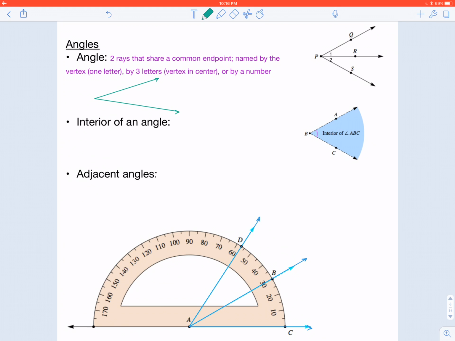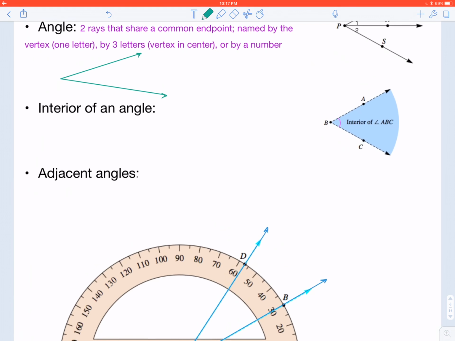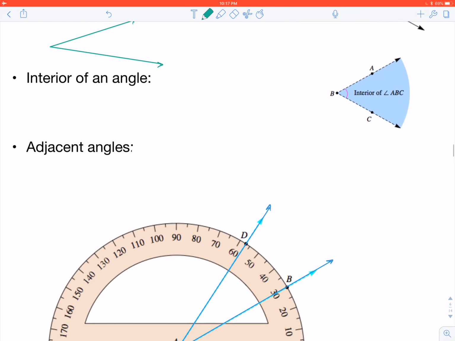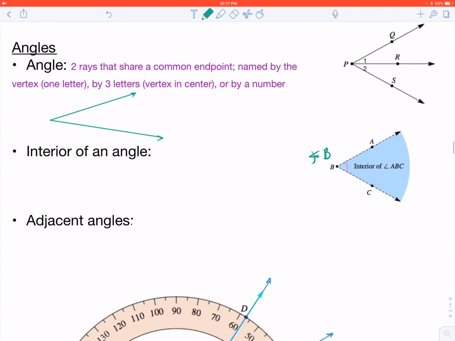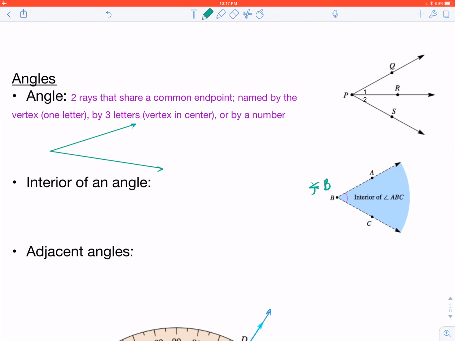We do name an angle by the vertex, that's one letter, or we can name it using three letters where the vertex is in the center, or we can name using a number. So I'd like to show you a couple examples of this. Notice this guy down here, I could call him angle B. However, if I look at the one above that, I cannot talk about angle P because I have multiple angles at angle P.